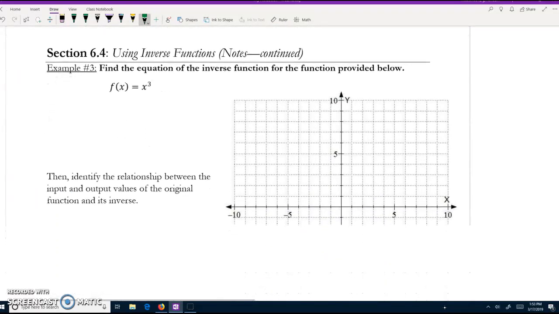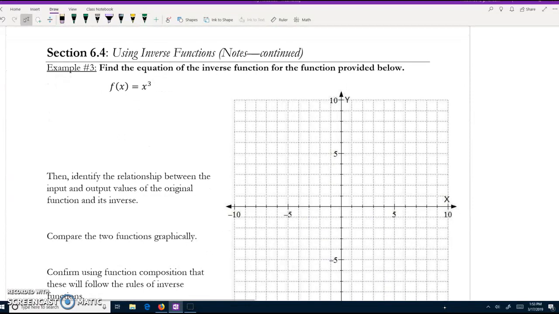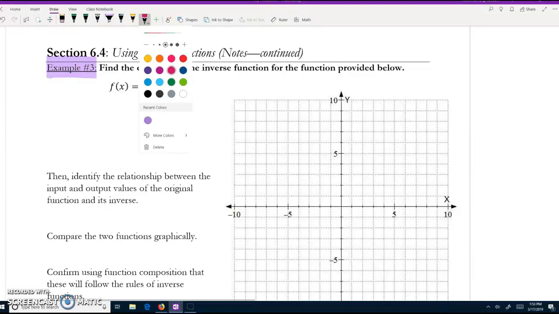So let's go ahead and extend that work from just linear functions to functions that have an exponent. What we've been talking about most recently, things like x cubed, x to the fifth, those kinds of functions we'll see a lot with inverses. So first up, in example number 3, I'm asked to find the equation of the inverse function for the function that I have here. So what we have is x cubed.